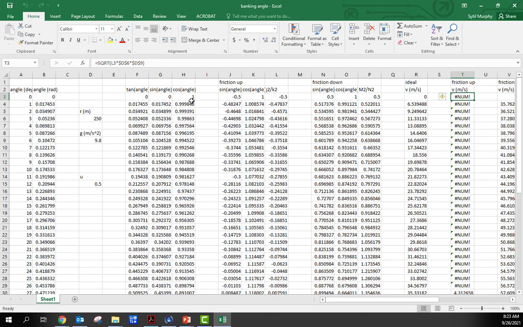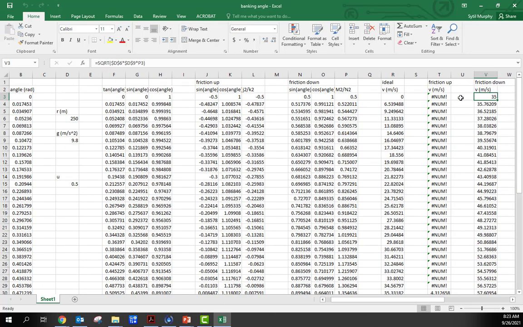And it turns out that sine angle minus mu cosine angle is negative, and you can't take the square root of a negative number, which means when friction's going up the ramp, there are certain speeds for certain angles where you can't go around the curve. On the other hand, when friction's going down the ramp, no matter the angle of the ramp, I get a speed, which is really nice.